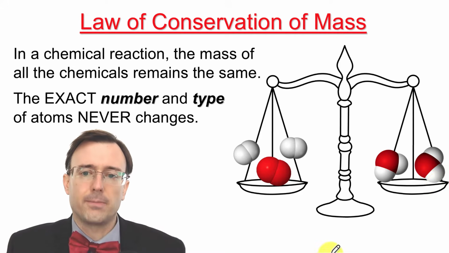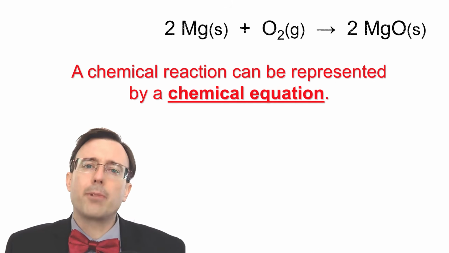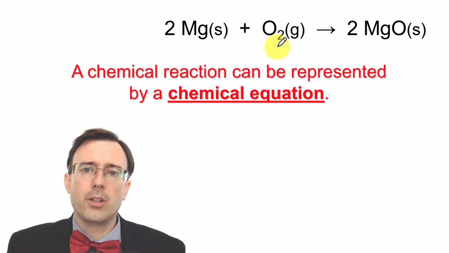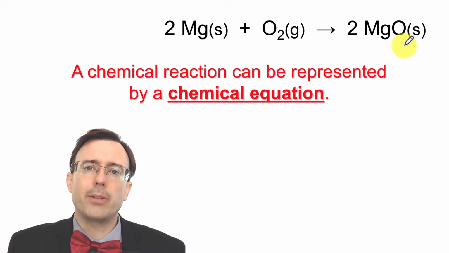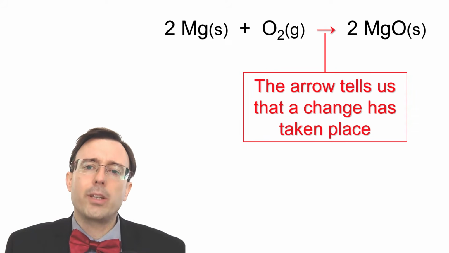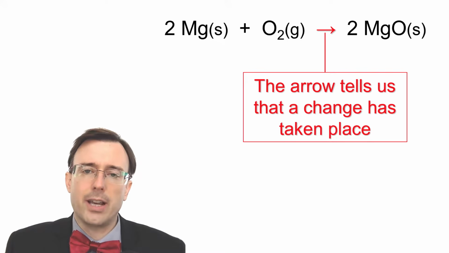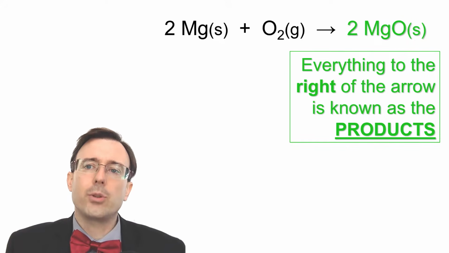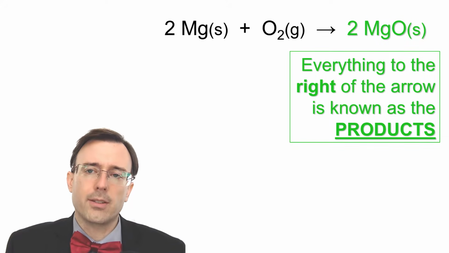A chemical reaction can be represented by a chemical equation. And so up here at the top, we see that this is a chemical reaction between magnesium and oxygen. And when they react together, they're going to form magnesium oxide, which is the product here. And I want to just tell you guys a little bit about different aspects of this chemical equation. First of all, this arrow here tells us that a change has taken place. All right, the arrow is the chemical reaction arrow. Everything to the left of the arrow is known as the reactants, and everything to the right of the arrow is known as the products.